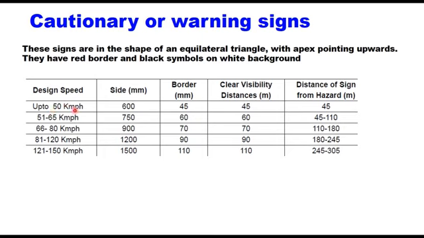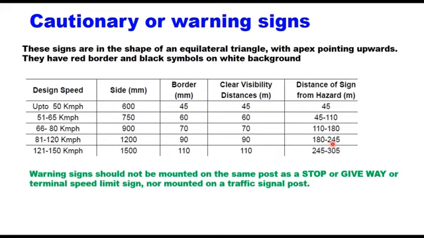Up to 50 km per hour, the side of the triangle is 600 millimeter, border 45 millimeter, clear visibility distance is 45 meter, and distance of sign from hazard is 45 meter. Similarly, as the speed increases, say for example from 81 to 120 km per hour, the side of the triangle becomes 1.2 meter, border 90 millimeter, clear visibility distance 90 meter, and distance of sign from any hazard on the road is 180 to 245 meter.